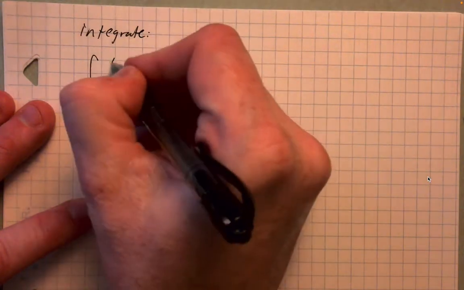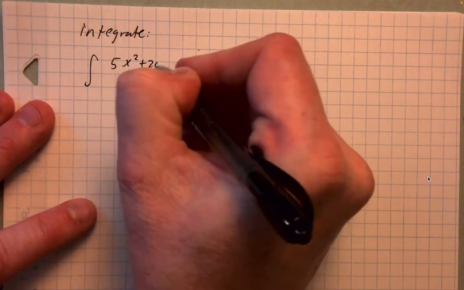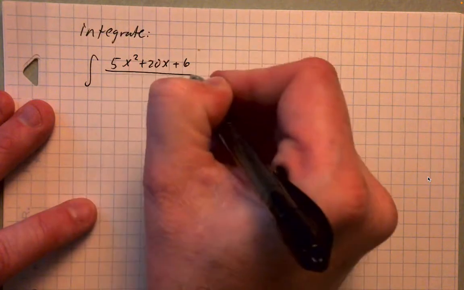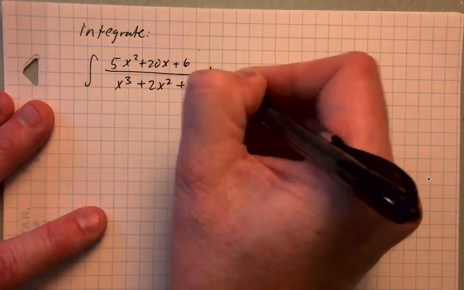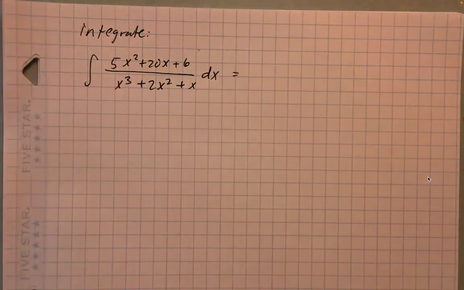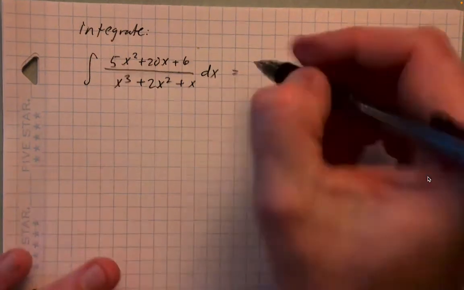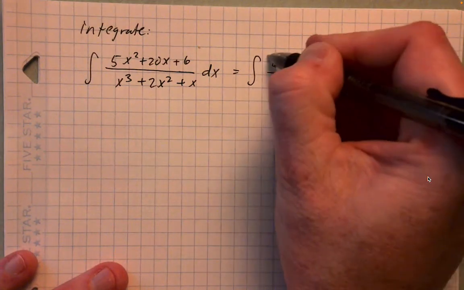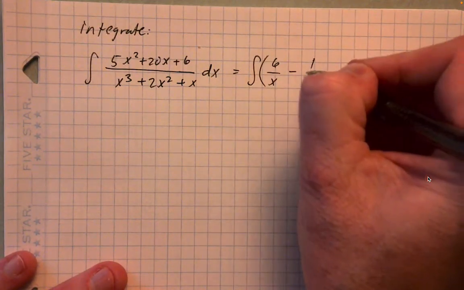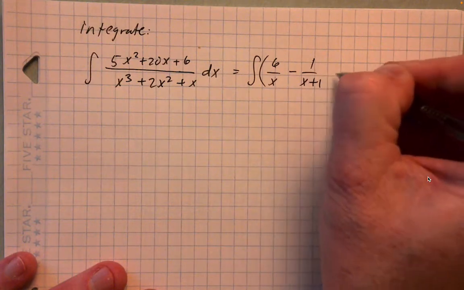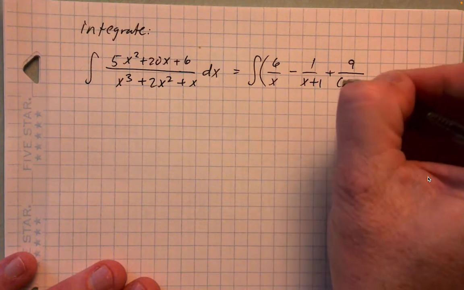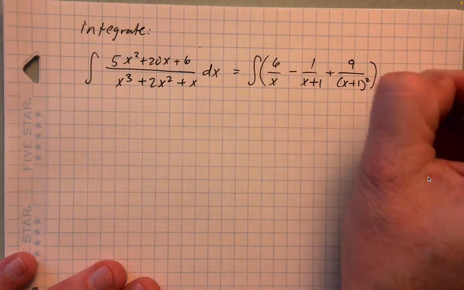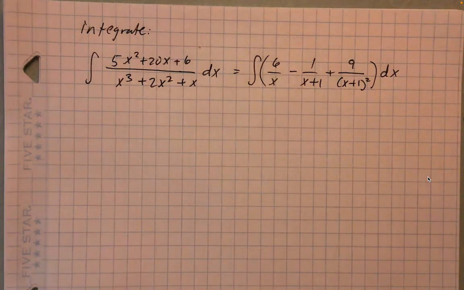And so we have the original here, 5x squared plus 20x plus 6 over x cubed plus 2x squared plus x. Okay, and we can rewrite that now as the integral of 6 over x minus 1 over x plus 1 plus 9 over x plus 1 squared. Okay, right, so that looks better, right?